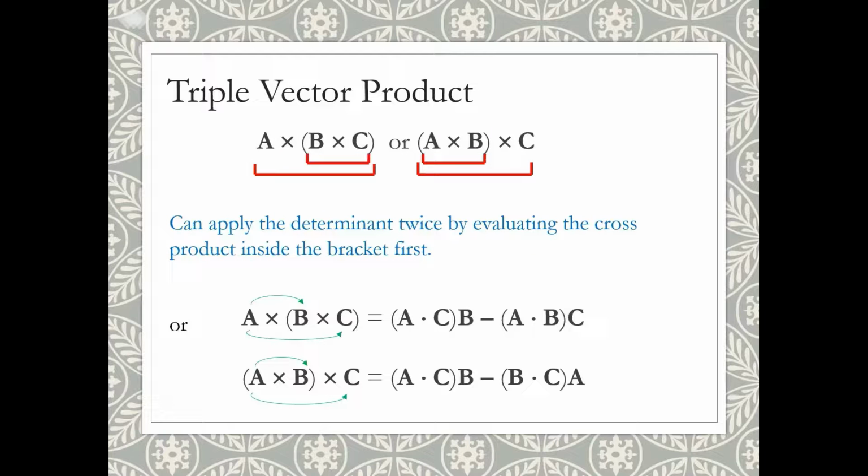As for triple vector product, there are also two methods that can be used to evaluate this product. The first method is by applying the determinant twice, that is, evaluating the cross product inside the bracket first. The second method is by applying the following formula. The triple vector product A cross in bracket B cross C or A cross B then cross with C are usually not equal, and it can be calculated easily by using the formula.